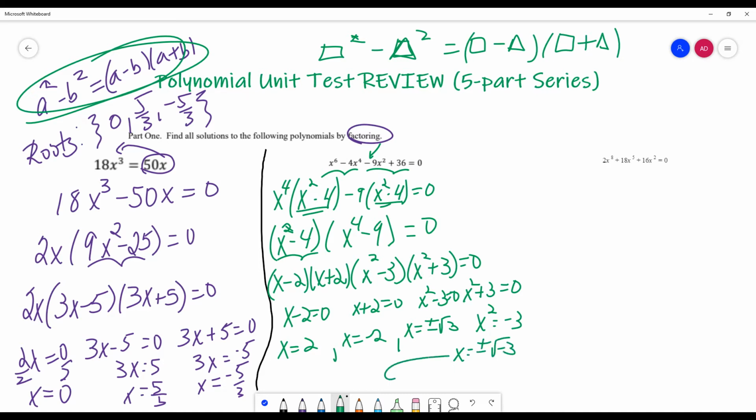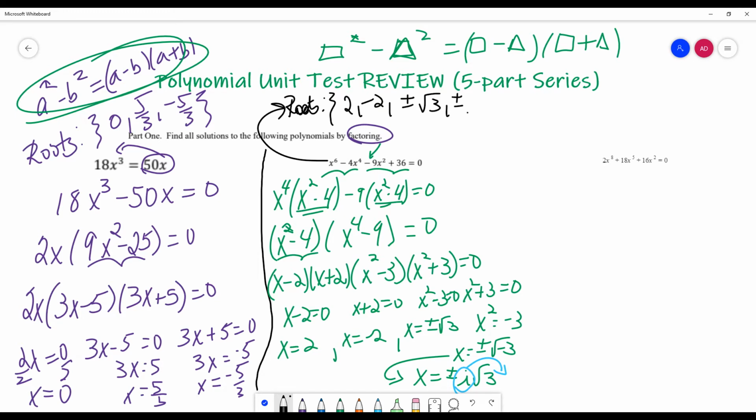And I really hope you're all about those i's. That gives me x equals plus or minus i square root of 3. And like I said, sometimes we would write the i on the back. That's technically the correct way of writing it, but I'm not going to cry if you don't write it that way. Okay, so my roots for this one, the zeros, are 2, negative 2, plus or minus the square root of 3, plus or minus i square root of 3.